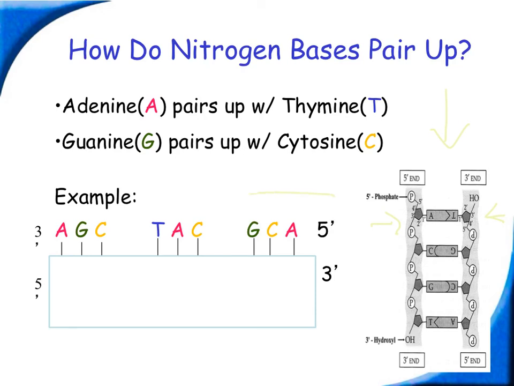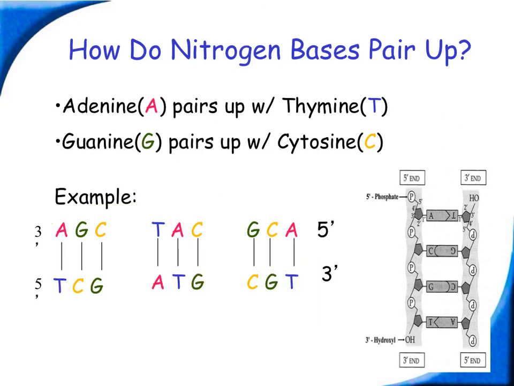All right, looking at this section right here, where we have one side of our molecule starting with the 3' and ending with the 5'. When we look at the other side, can you guess what would pair up here? So what would be across from A? What would be across from G? Did you guess correctly? A's will always be with T's, G's will be with C's, and so on.